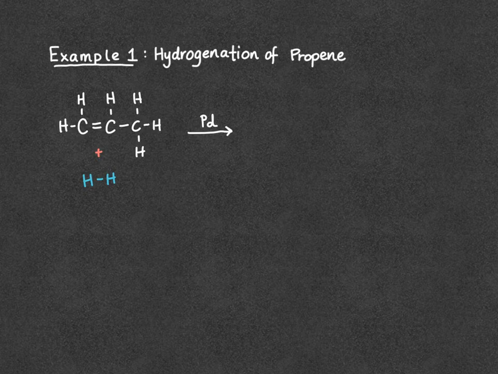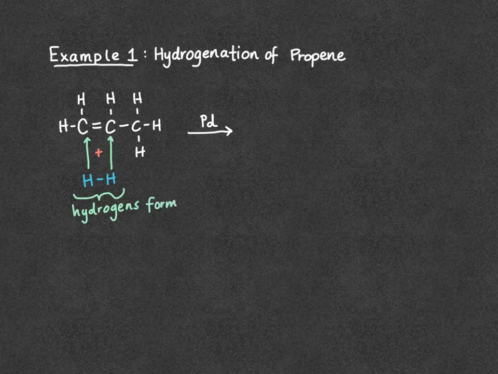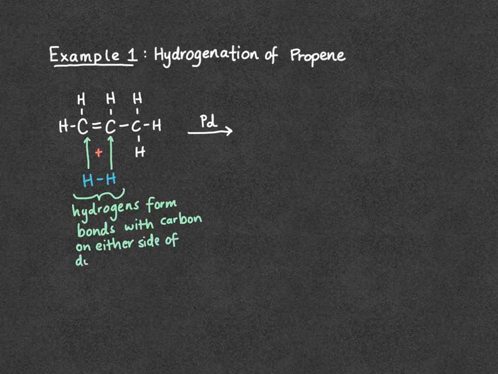When this reaction takes place, each hydrogen will bond to one of the carbons on either side of the double bond. Because carbon can only form 4 bonds, when 2 new bonds are added, one of the existing bonds on each carbon must break. This is going to be the highly reactive double bond.